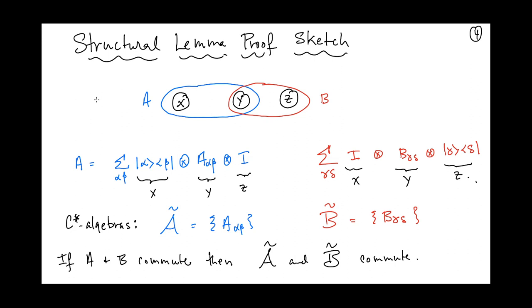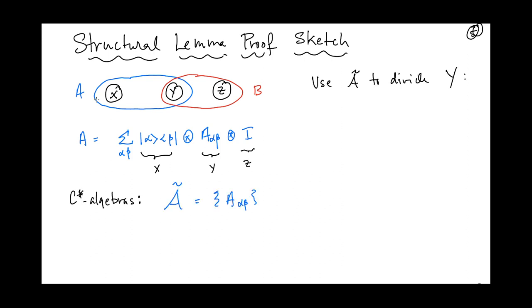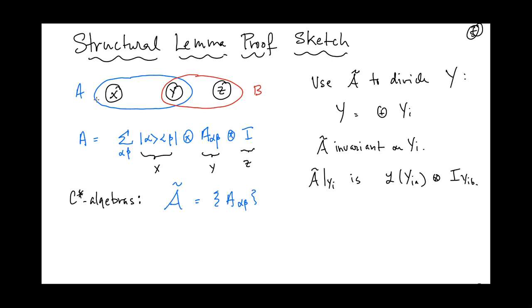And now if these two algebras commute, then I can use A to divide up the space, as we just talked about. I can use A to divide up the space into this direct sum picture. A is invariant on each subspace. And if I look at A restricted to the subspace, it's basically the set of all linear operators tensored with the identity.